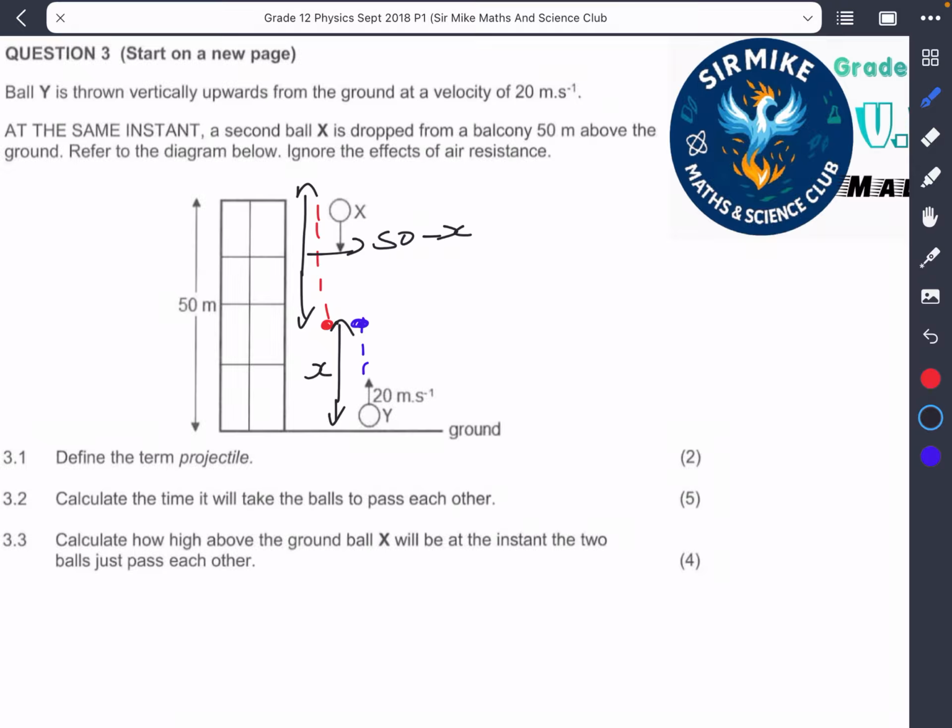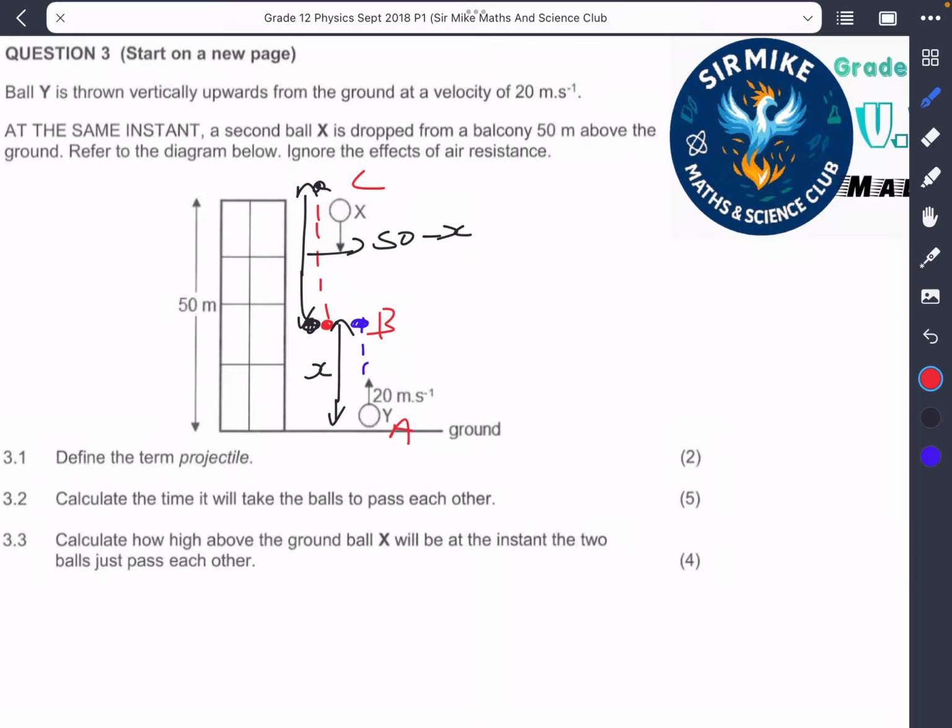Now what I'm going to do is gather my data that I have on pole X, between the starting point and the final point, which is when they pass each other. I'm just going to label these points. I'm going to label where pole Y started as point A, where they passed each other as point B, and the starting point of pole X as point C.